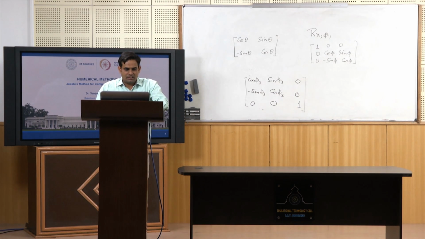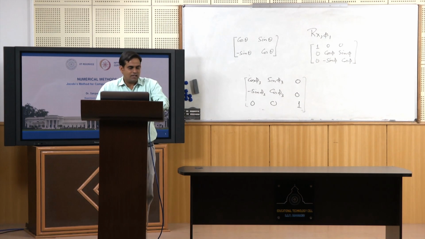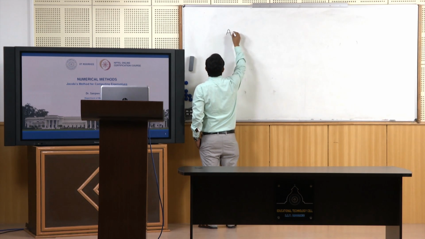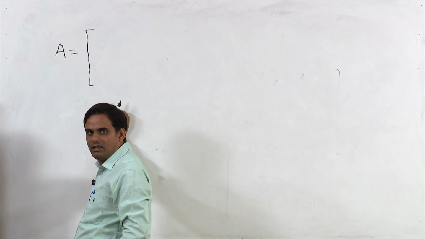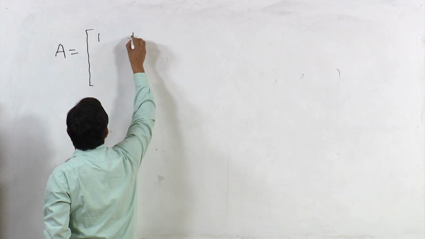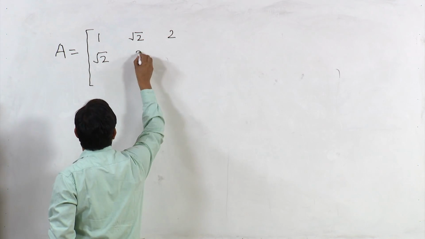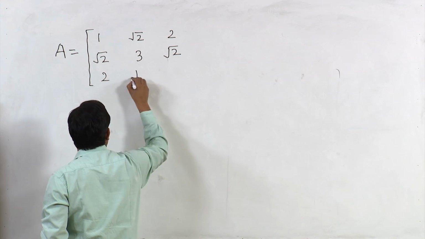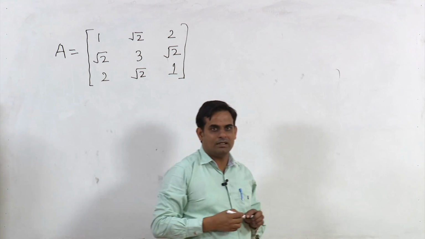Let us take an example of this method. Consider a 3 by 3 matrix having elements 1, root 2, 2; root 2, 3, root 2; 2, root 2, 1. Let us find the eigenvalues as well as the eigenvectors of this matrix using the Jacobi method. So, the matrix is 1, square root 2, 2; square root 2, 3, square root 2; 2, root 2, and finally 1. So, it is a real symmetric matrix.